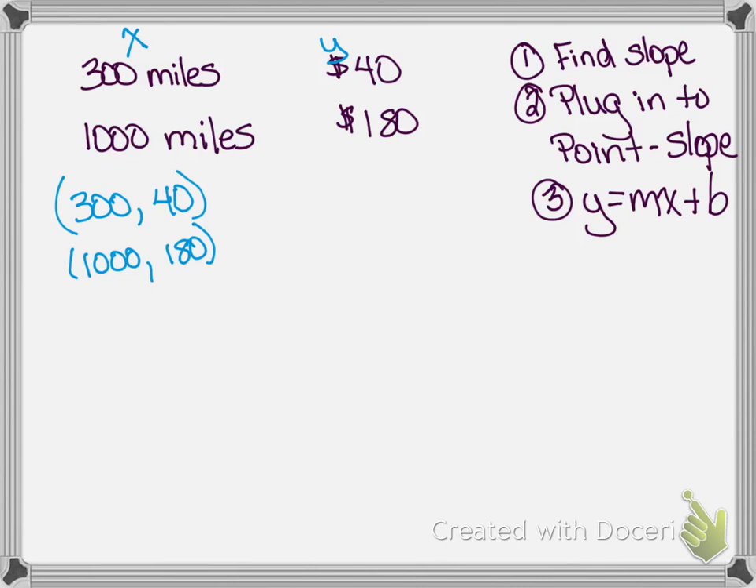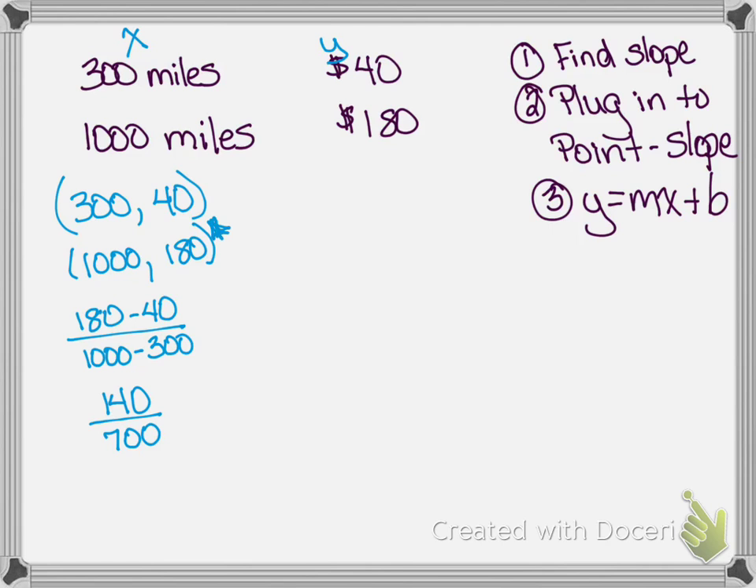Okay? So we're going to find the slope. Change in y over change in x. I'm going to start with this second point, because if I start with that second point, I keep everything positive and it's a little bit nicer to deal with. So I'm going to do 180 minus 40 over 1,000 minus 300. So that is 140 divided by 700.